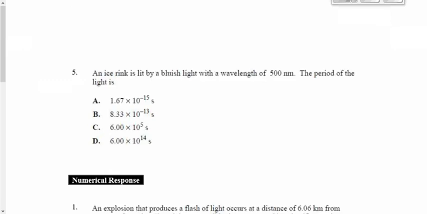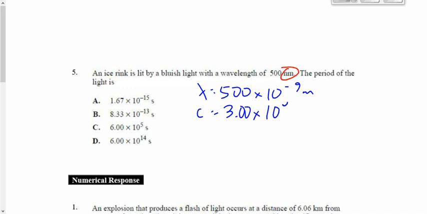And 5, an ice rink is lit by bluish light. There's a wavelength of 500 nanometers. What's the period? I was going to say 500 times 10 to the minus 9 meters. Somebody said for another question, we know what the speed of light is. It's 3.00 times 10 to the 8 meters per second.